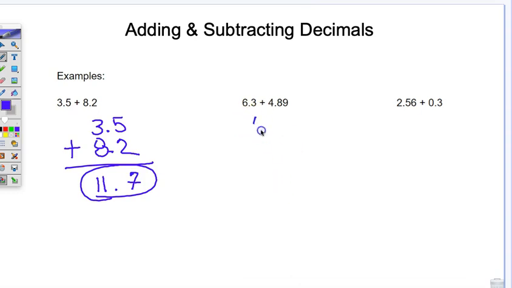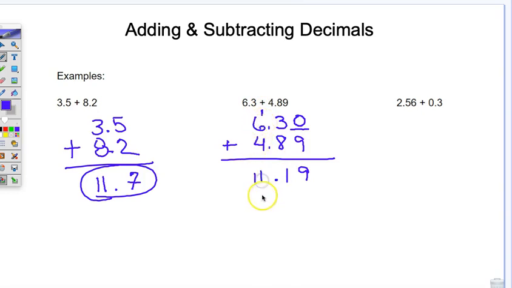In the next example, we have 6.3, and we are adding 4.89. Right above the 9, you may add a 0 as a placeholder and add vertically. 0 plus 9 is 9. 8 plus 3 is 11. Bringing the decimal straight down, we needed to carry the 1 from the 11 and add to get 11.19.